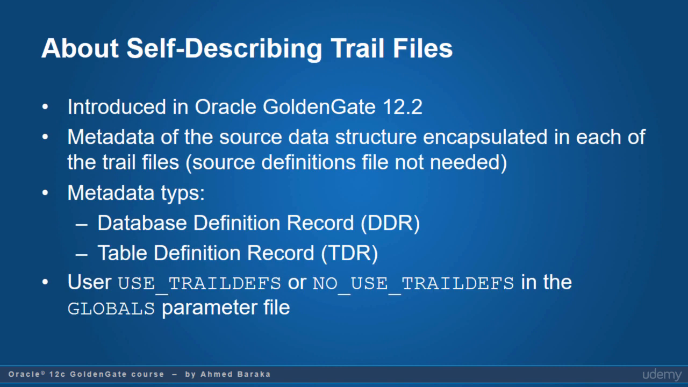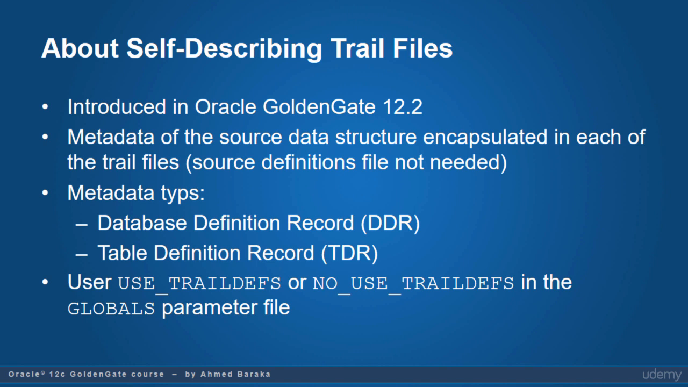Oracle GoldenGate Release 12.2 introduced a new format of the trail files. They are called self-describing trail files. This type of trail files has the definition of the source data structure embedded into the trail files. And in this case, you don't need to use a source definitions file.